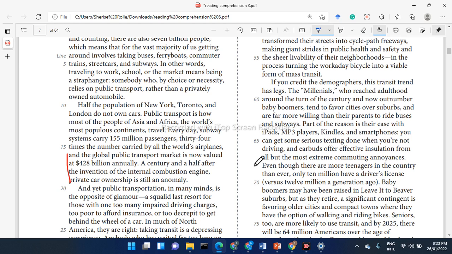I would guess millennials. You don't have to guess, it's right in the passage. When I say guess, I just mean off the top of my head. Oh, okay. But you don't have to guess, it's right there on the screen. I'm looking at it. Who loves public transportation more and why?